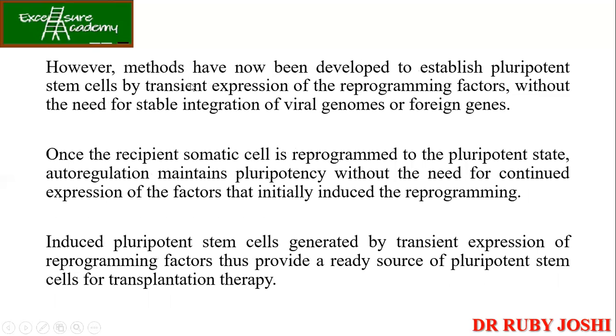Okay. So, however, methods have now been developed to establish pluripotent stem cells by the transient expression of the reprogramming factors without the use of viral genomes, because the chances of mutations are high when you're using retroviral transfection. Now, once the recipient somatic cell is reprogrammed to the pluripotent state, autoregulation maintains pluripotency without the need for continued expression of the factors that initially induced the reprogramming. Okay.